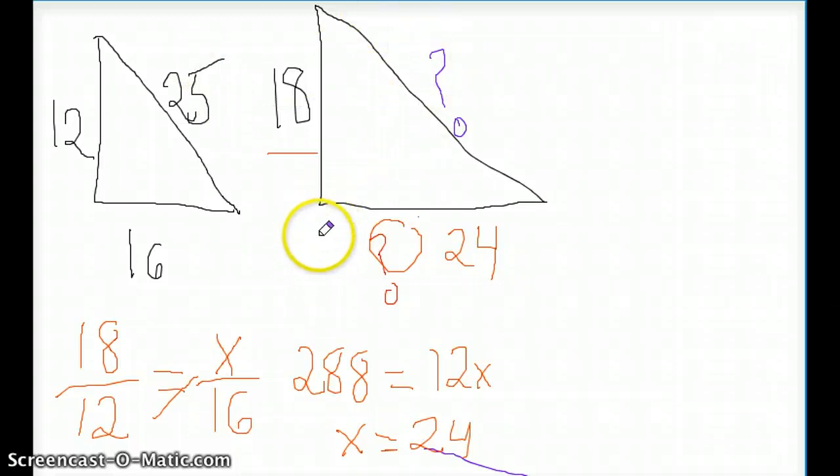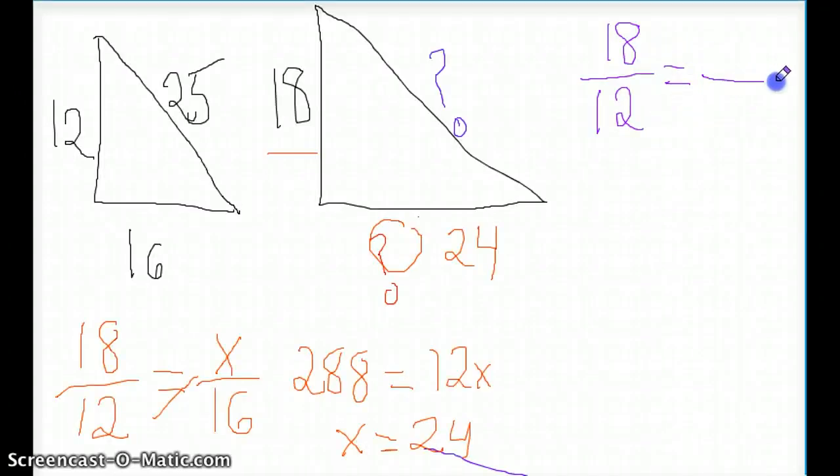Next, we'll go ahead and solve the purple side in a similar manner. I was given that the vertical side of the large triangle is 18 and the vertical side of the small triangle is 12. Those are what we call corresponding sides. They're in the same position.